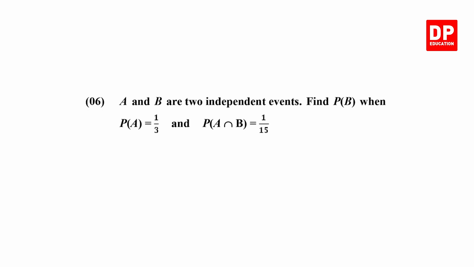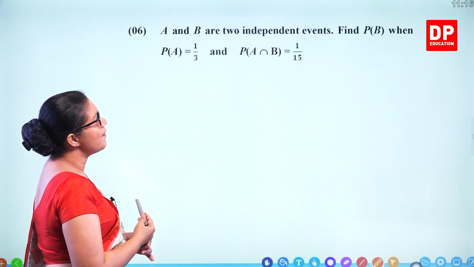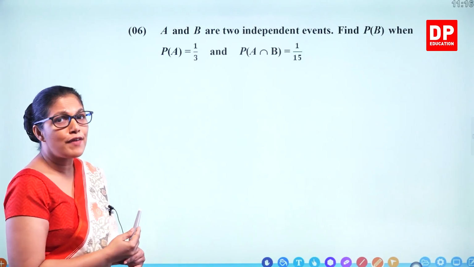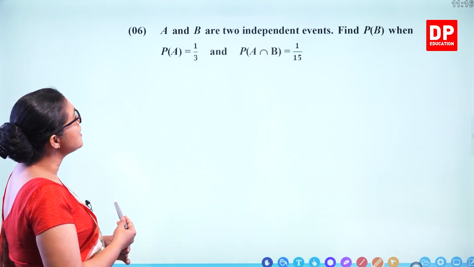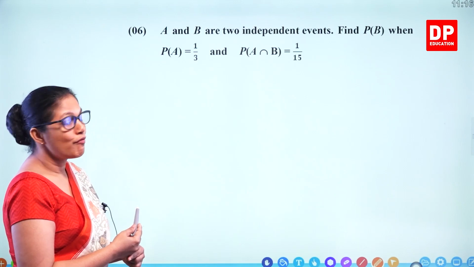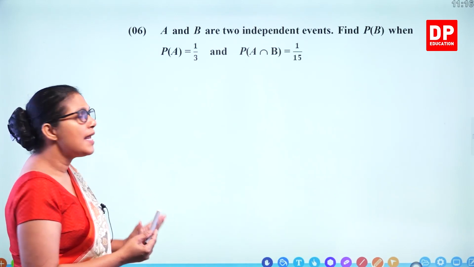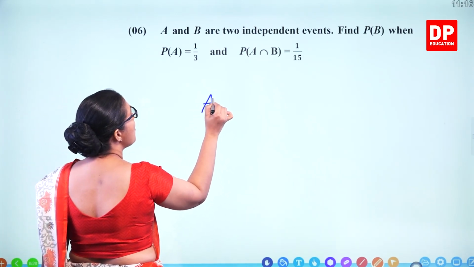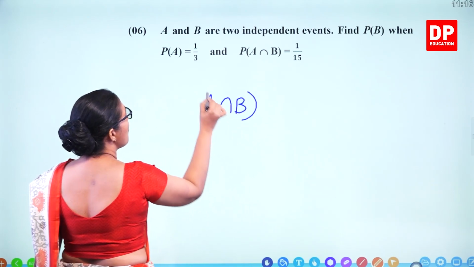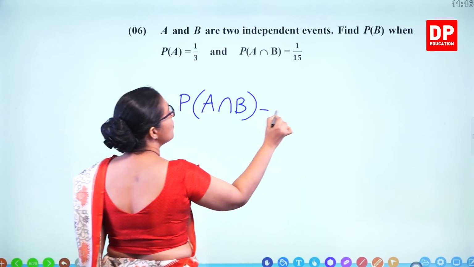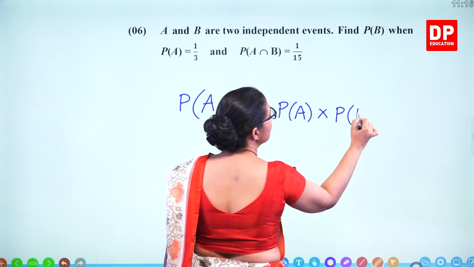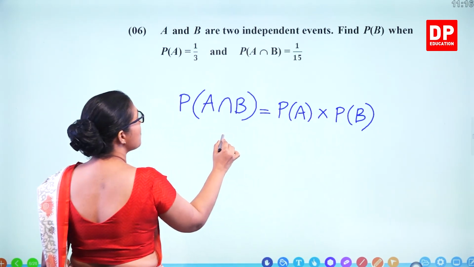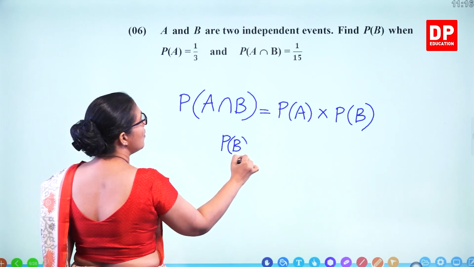Question number 6. A and B are 2 independent events. Find P(B), the probability of getting B, when the probability of A is 1/3 and the probability of A intersection B is 1/15. If A and B are independent, what can you say about the intersection probability? You can multiply the two, P(A) into P(B). So what is the probability of B now?